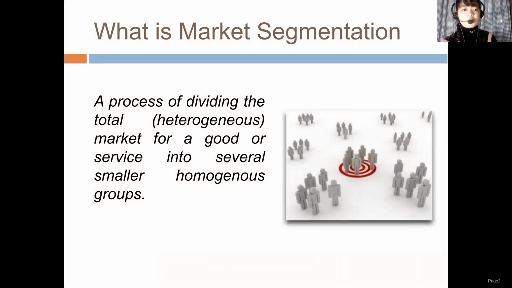Market segmentation is a process of dividing the total heterogeneous market for a good or service into several smaller homogeneous groups. When we talk about heterogeneous, the total market is medyo broad. If you compare it to the homogeneous groups, they are grouped according to consumers with similar wants and needs, so it is much easier to identify and address their needs and wants. That is why a heterogeneous or total market is divided into smaller homogeneous groups. Usually, we divide them according to age, according to gender, according to similar needs and wants.